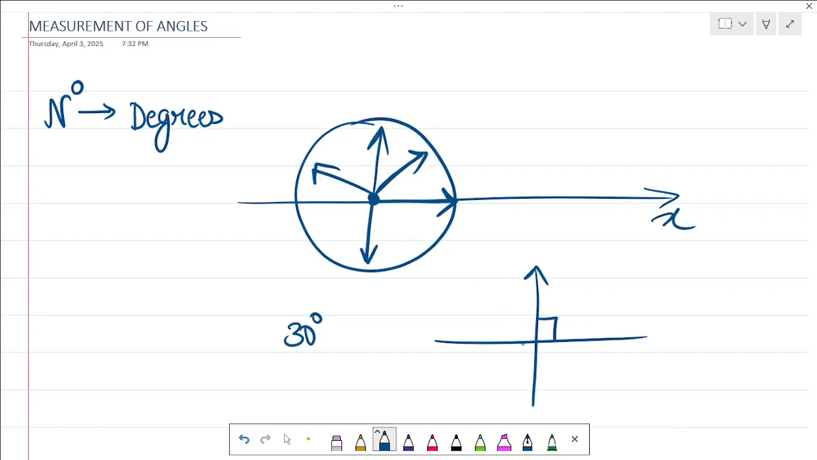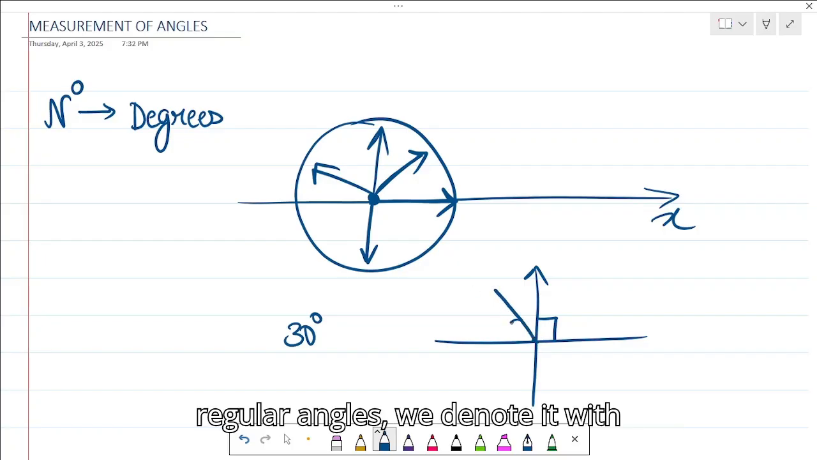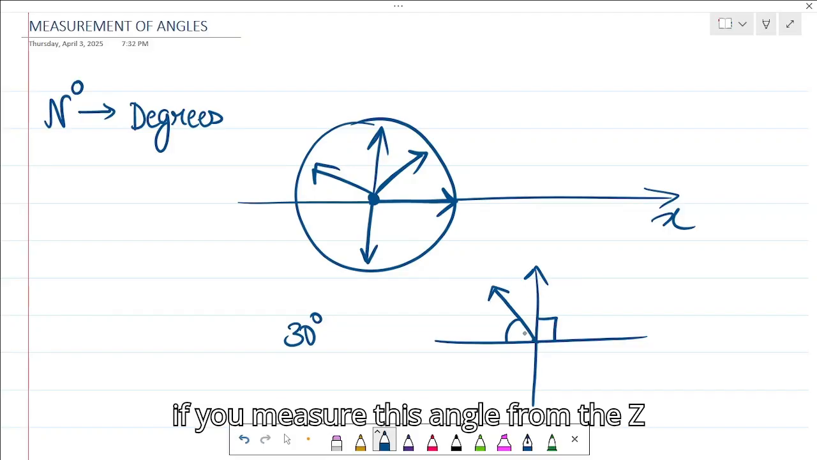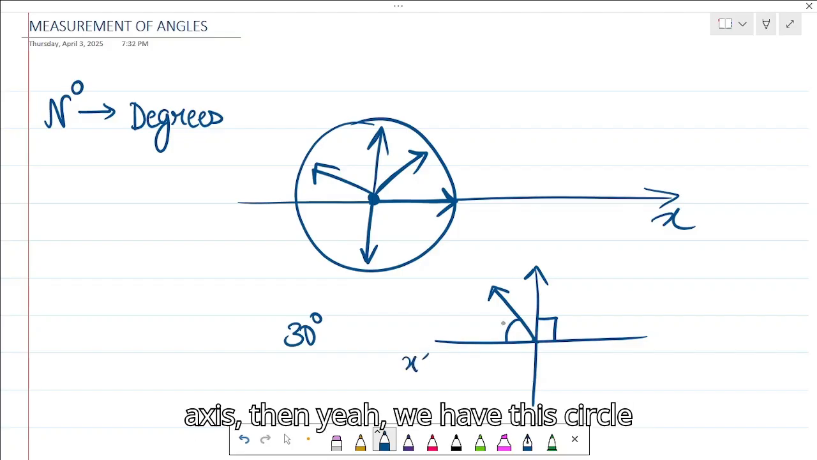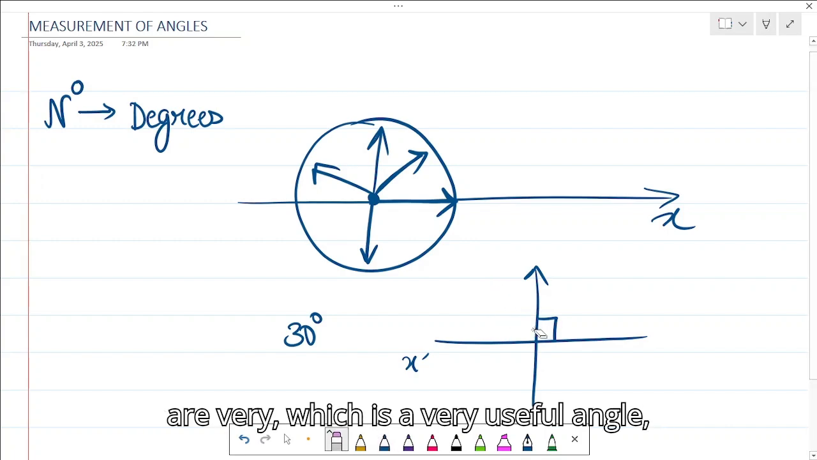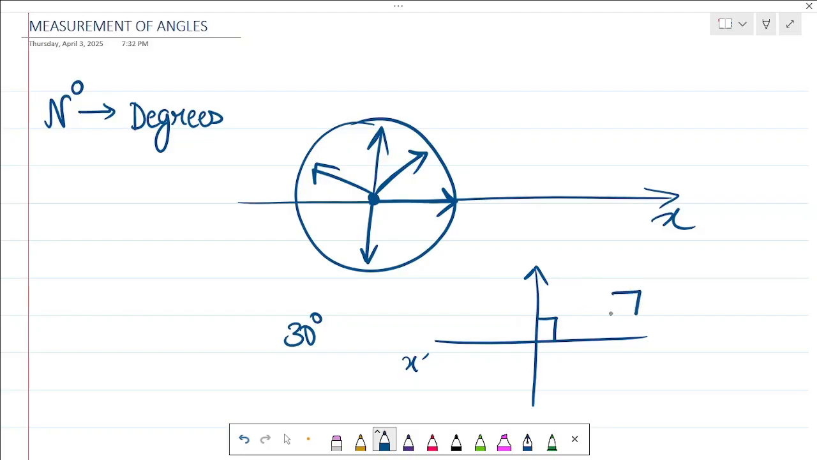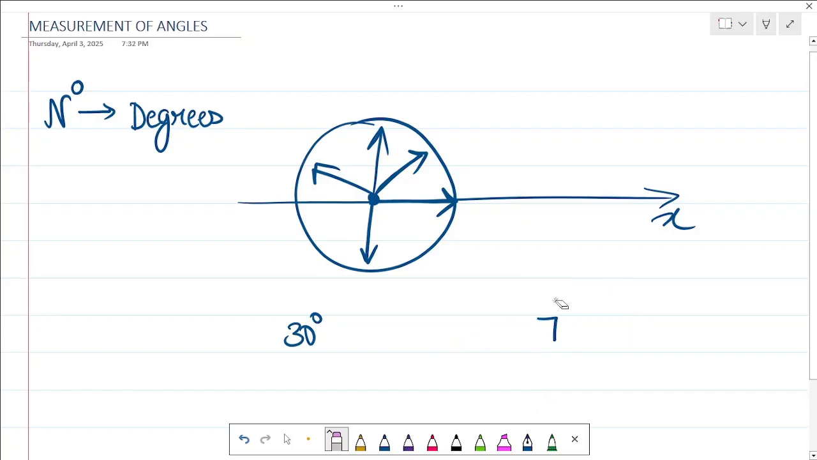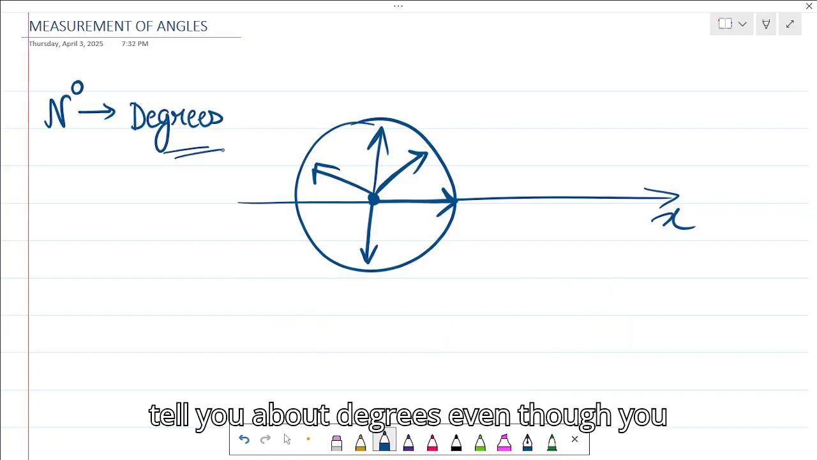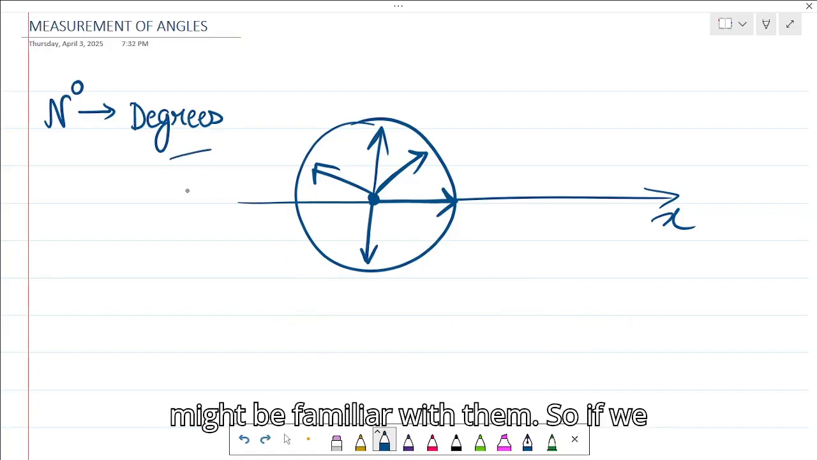Usually when we have regular angles, we denote it with this circle looking thing. So if you measure this angle from the z dash axis, then yeah, we have this circle. But when it's a 90 degree, which is a very useful angle, right? We have this box looking depiction here. All right. So yeah, degrees. I would like to tell you about degrees, even though you might be familiar with them.